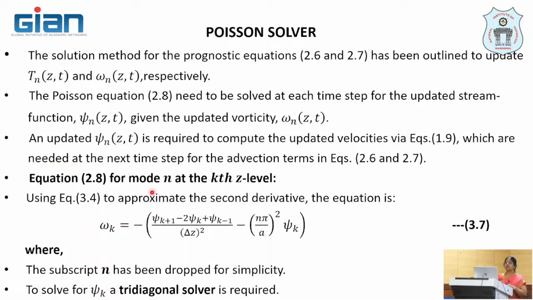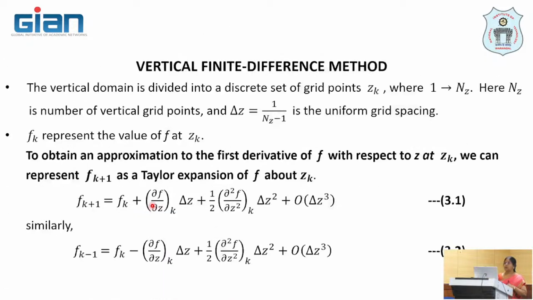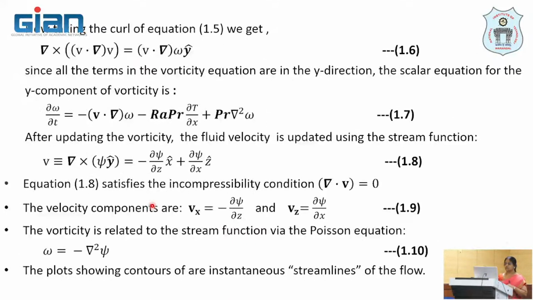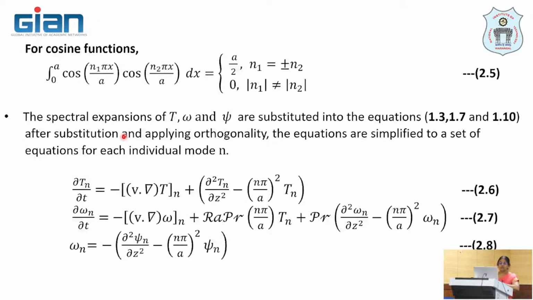Next, how to solve this Poisson solver? Because what is the formula we had? Omega equals minus del square psi. How are we going to discretize this? Once we know the value of omega, we can know the psi value and go back. Either psi or omega we want to know.